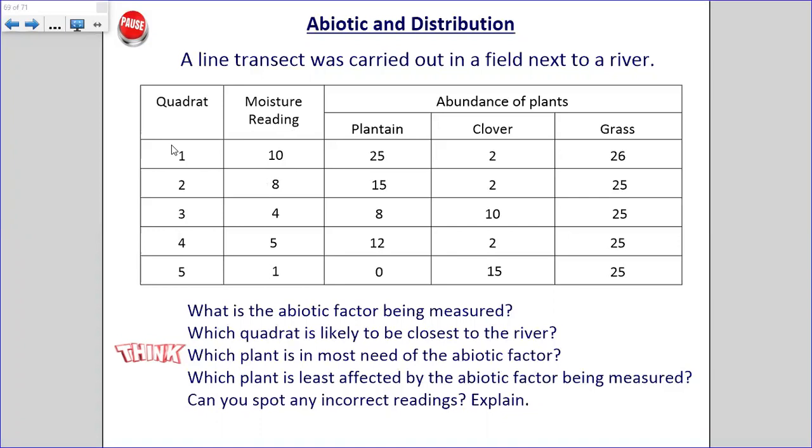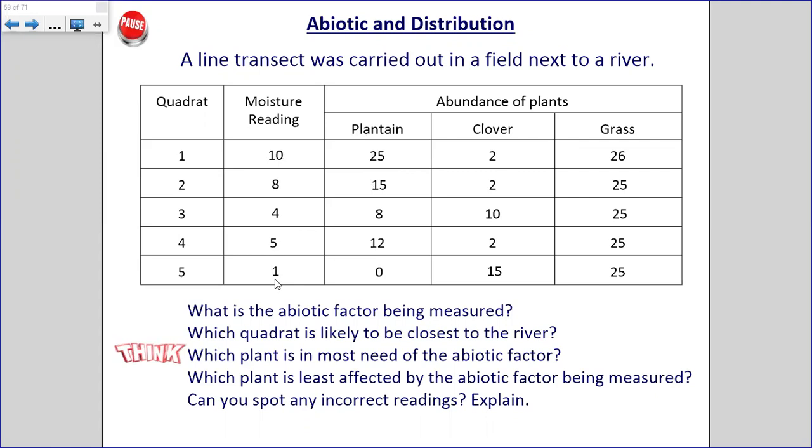Which plant is in most need of the abiotic factor? So which plant, so come over to this part of the table, is it plantain, clover, or grass? Well, grass can cope when the moisture is high and when the moisture is low. So that is not in need. The plantain, however, you can see that the abundance of plantain is extremely high when the moisture is extremely high. And the plantain is extremely low when the moisture is extremely low. So I would say the answer for that would be plantain.